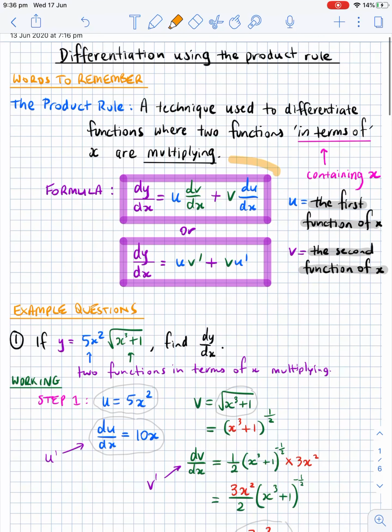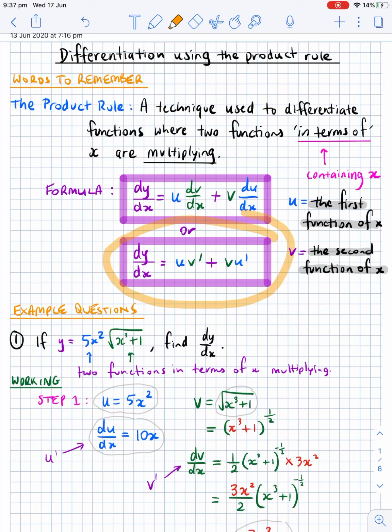So these are the formulas for the product rule. You need to follow these formulas to figure out our dy dx, which is what we're trying to figure out. Find dy dx, which is the derivative of y in terms of x. Now, with these formulas, you're dealing with u's and v's. We need to know what u and v is. So u is the first function of x. So if you look here, u is going to be this first one, this 5x squared, which is multiplying. And then the next one is v, the second function of x. So v is going to be the square root of x cubed plus 1.